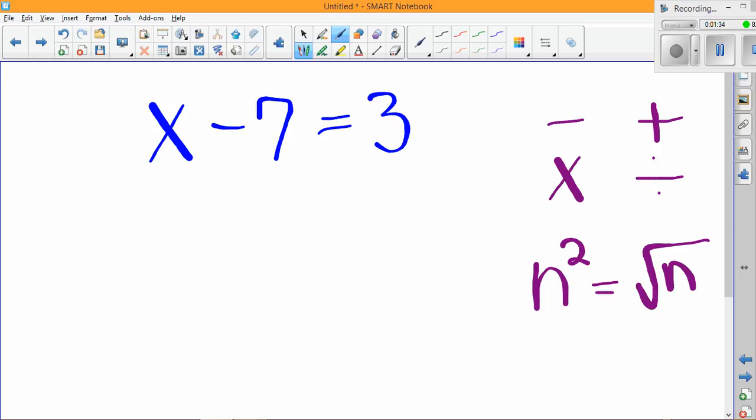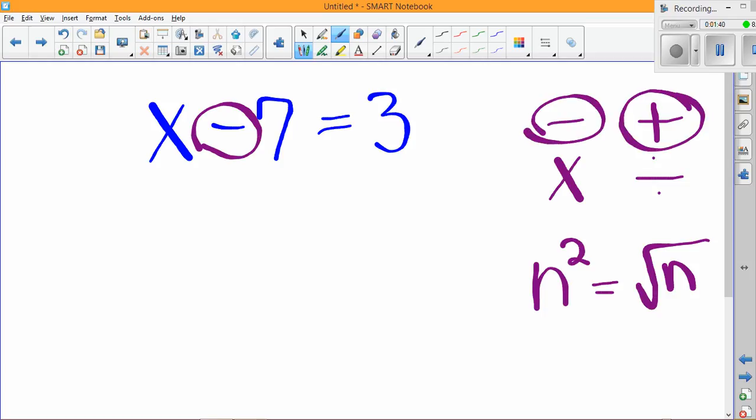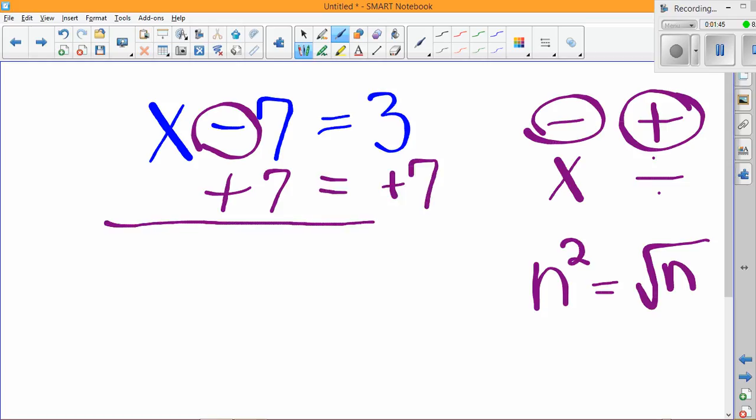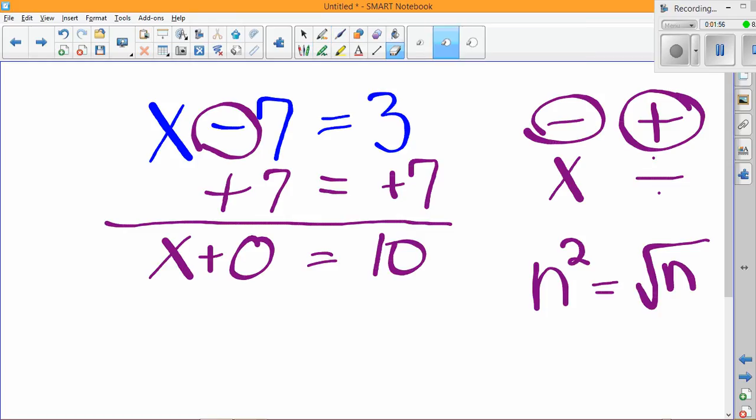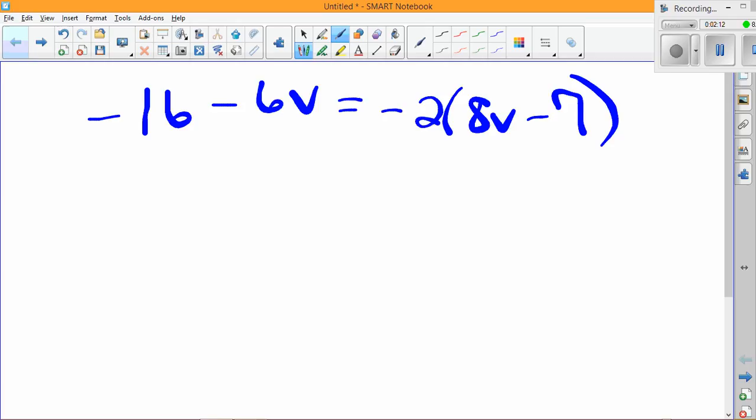So the inverse operation of subtraction is addition. So if we add a 7, since the equal sign is like a balancing beam, we've got to do the same thing to both sides. Negative 7 plus 7 is 0. And we'd say that's x plus 0 equals 10. And we don't have to write 0. We know that adding 0 doesn't change a number, so we're not even going to write that 0 in there. So we have x is equal to 10. And our goal when we solve problems is to get x all by itself.